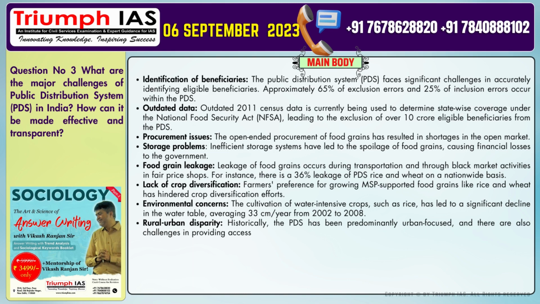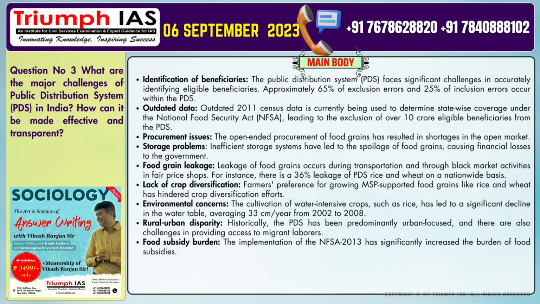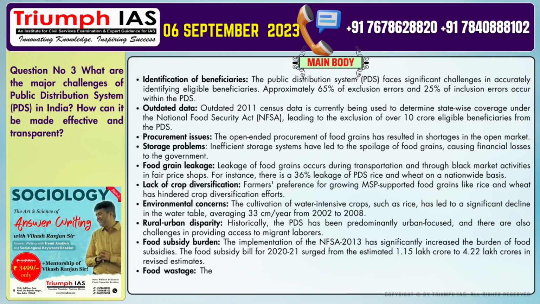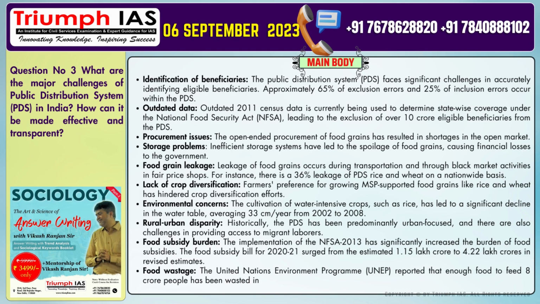9. Food subsidy burden. The implementation of the NFSA 2013 has significantly increased the burden of food subsidies. The food subsidy bill for 2020 to 2021 surged from the estimated 1.15 lakh crore to 4.22 lakh crores in revised estimates. 10. Food wastage. The United Nations Environment Programme, UNEP, reported that enough food to feed 8 crore people has been wasted in Indian godowns.